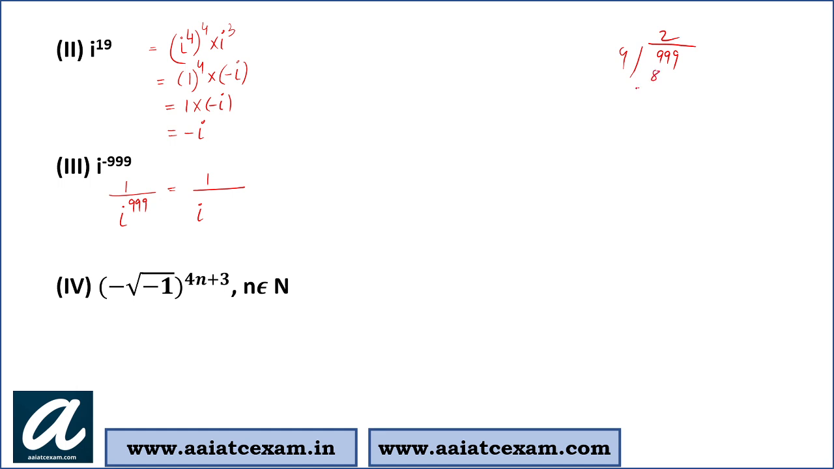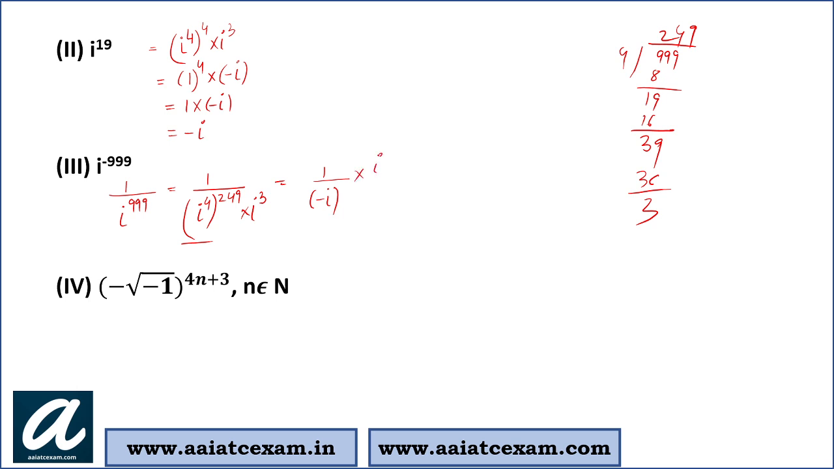2, 8, 1, 9, 2 4s are 16, 4 4s are 16, and 3 9, 9 4s are 36, 3. So you'll get iota raised to the power 4 whole raised to the power 249 into iota cube. Students, this part will become 1. So this is iota cube only in the denominator, which can be written as minus iota.